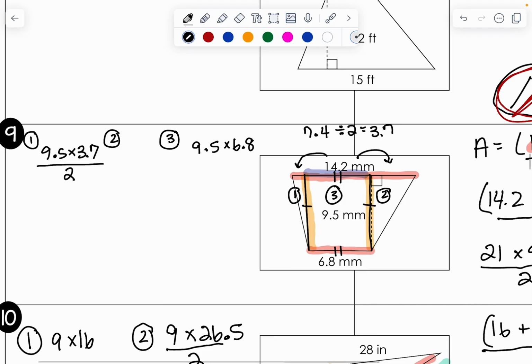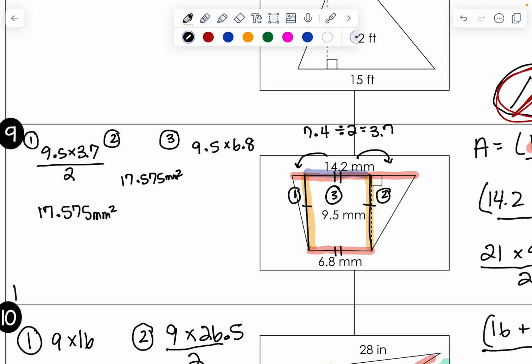So now I am going to solve my area formulas. So starting with my triangle, I have 9 5/10 times 3 7/10. I got 35 15/100 divided by 2, and I got 17 575 thousandths. It's an ugly number, but it is the correct number. It would be millimeters squared. So that is the same value that I would have for triangle 2.